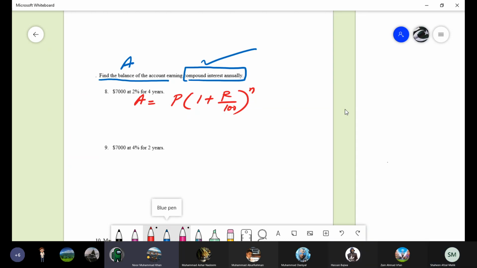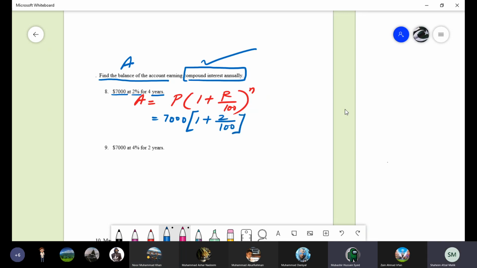Compound interest equals P into 1 plus R over 100 raised to power n. So 7,000 principal value, I put a bracket, 1 plus 2 over 100, and 4 years, power 4. Okay, so calculate all the values and tell me the final answer.